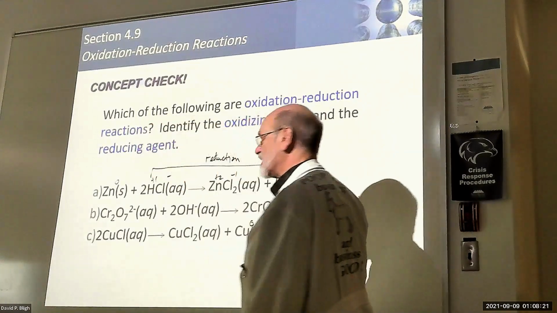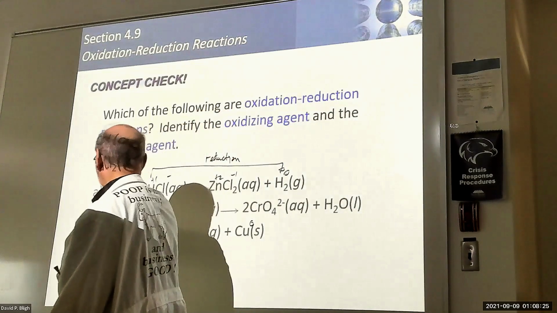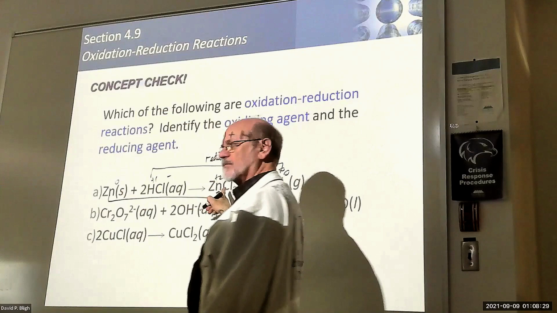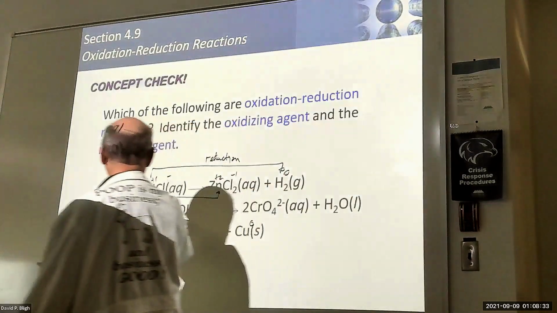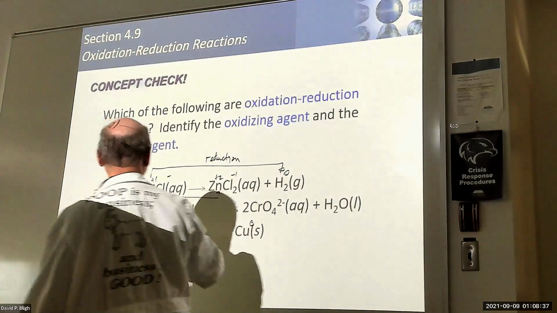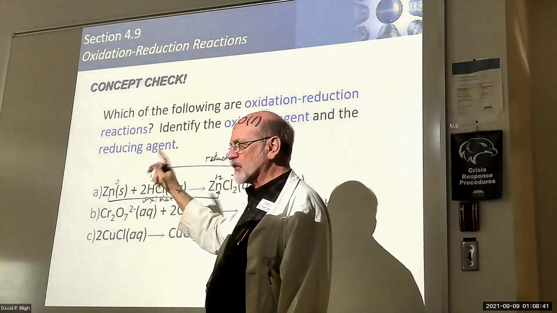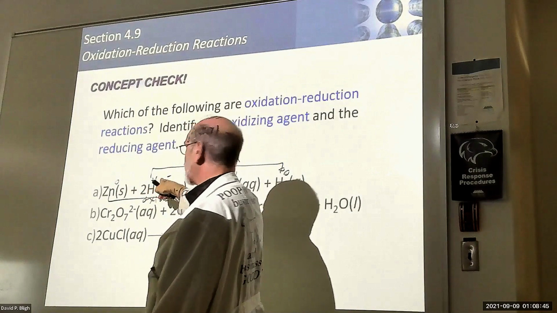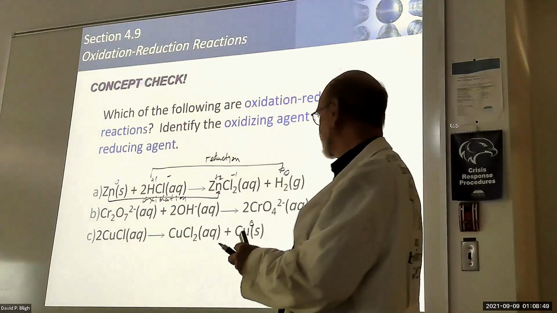So where's the oxidation? We know they come in pairs always. So we have to go from this one to this one. To go from 0 to +2, it had to lose 2 electrons. So this is the oxidation. So if this one is being oxidized, it has to be the reducing agent. And if this one is being reduced, it has to be the oxidizing agent.